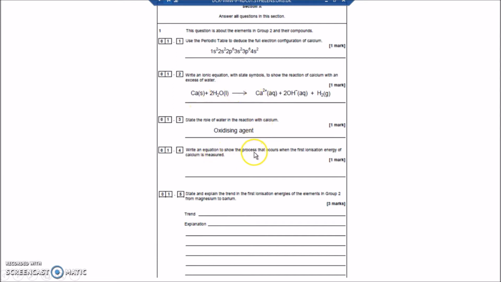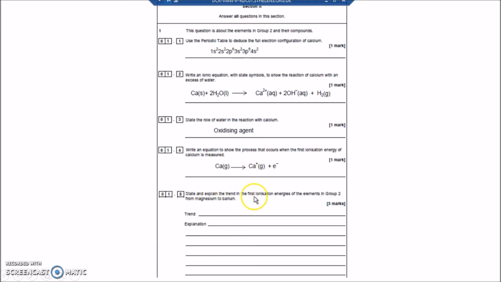Write in the equation to show the process that occurs when the first ionization energy of calcium is measured. So you've got calcium, it's got to be a gas, loses an electron to form a 1+ ion. So calcium gas loses an electron, there's the electron that's lost, and it's still as a gas, and it forms a 1+ ion because it's lost 1 electron.